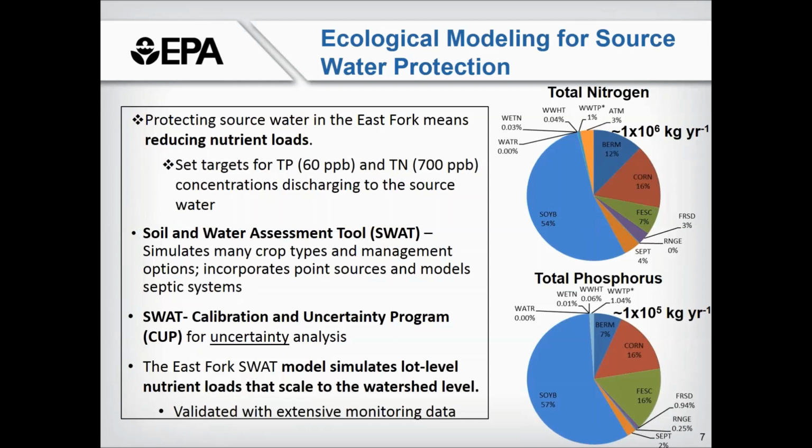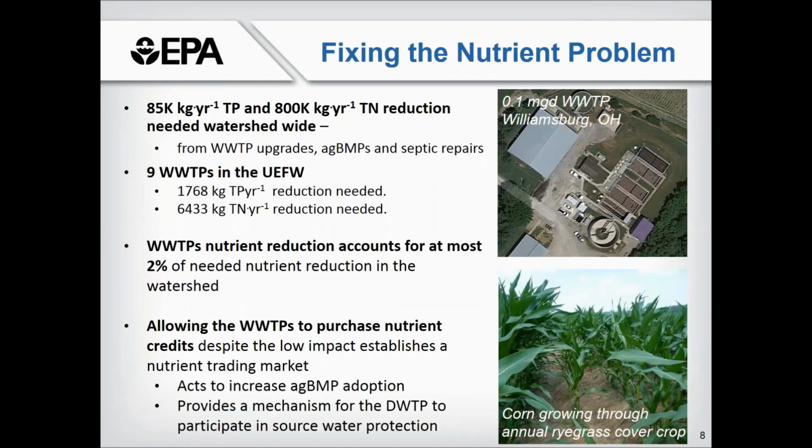One of our primary research goals has been to quantify the uncertainty associated with estimating the cost of nutrient reduction. Part of that uncertainty comes from agricultural best management practice, or Ag-BMP, removal efficiencies. We use the SWAT calibration and uncertainty program to capture this. The Upper East Fork SWAT model is somewhat unique in that it simulates lot-level nutrient loads that scale to the watershed level and is validated with extensive monitoring data. We use the SWAT model along with an extensive literature search on the costs of management alternatives to explore the costs of nutrient reduction in the system.